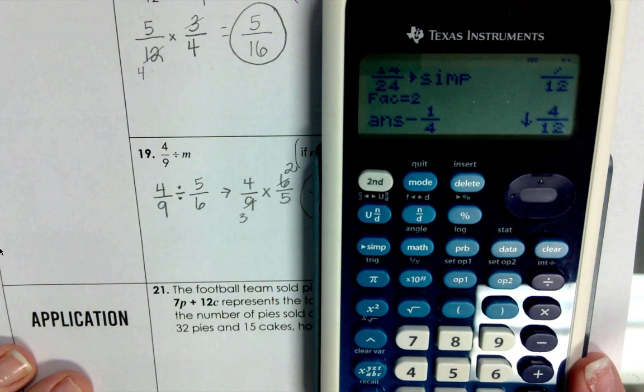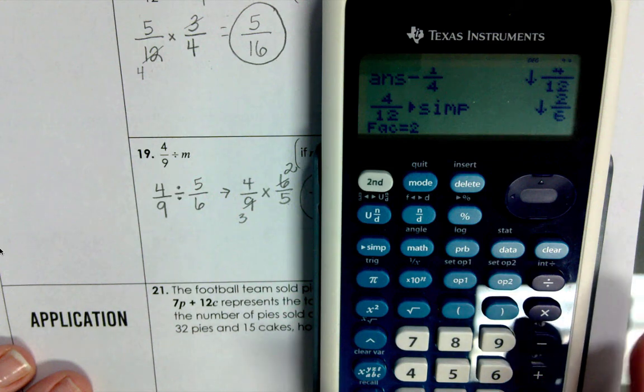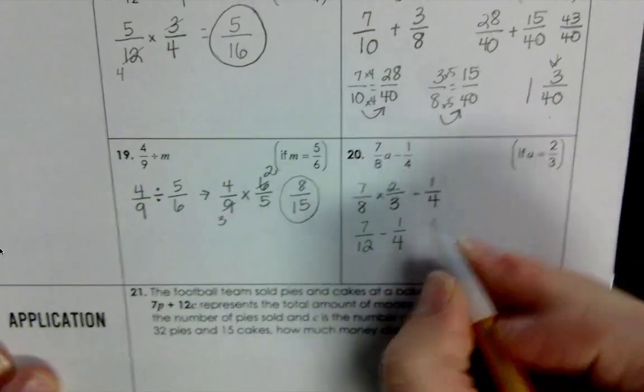And we get, whoop, see that arrow? We need to simplify again. Oh, there it is again. 1/3.